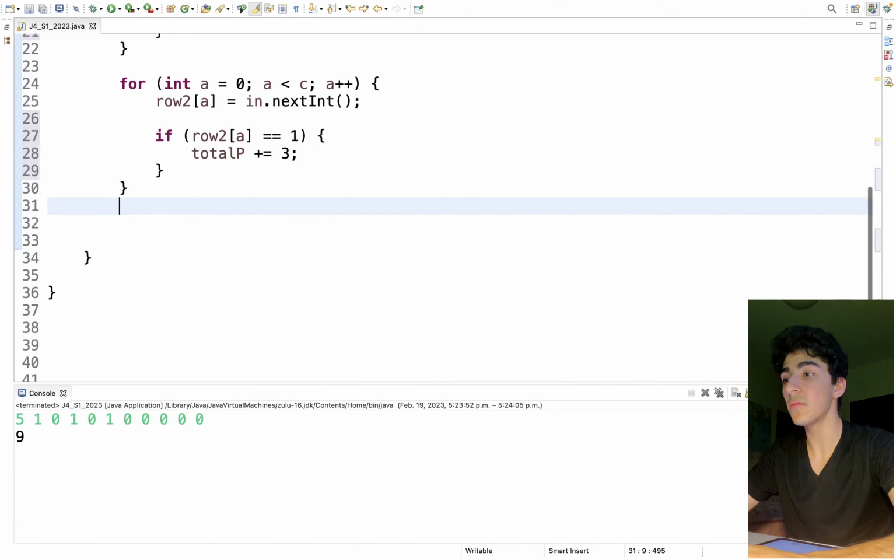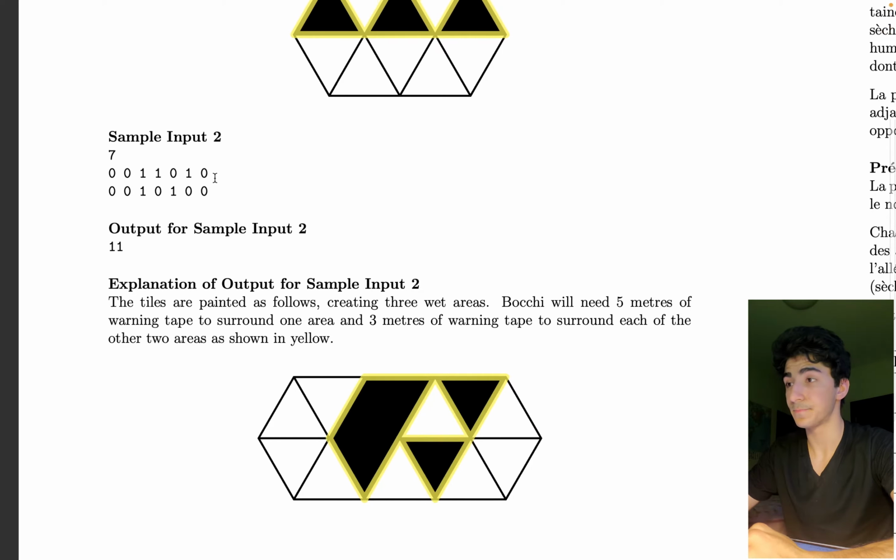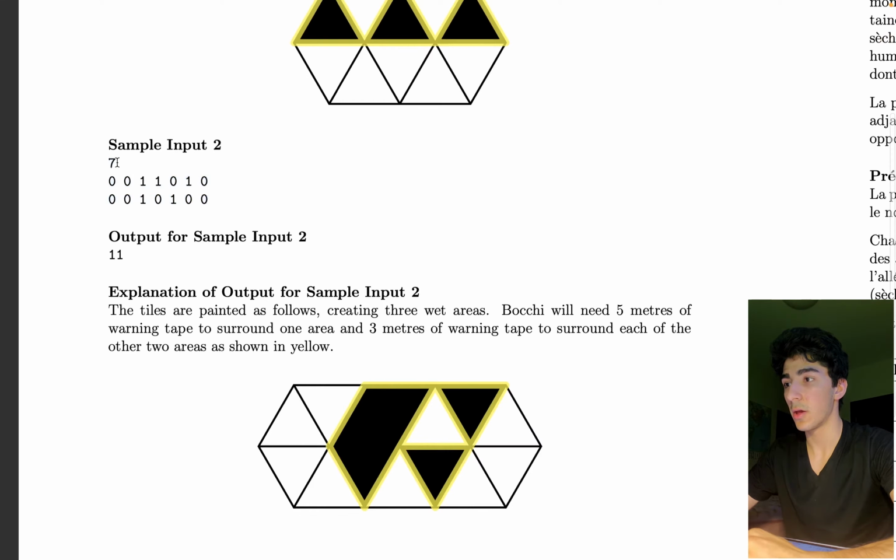So what this means now is that in this input, we receive sample input 7, we receive C, which equals 7. And we go through every single index of this row, and we add 3 every single time one of the values is 1, which means we will have 15 by the time we've looped through all of them. And now it's time to subtract 2 every single time there's a side being shared.